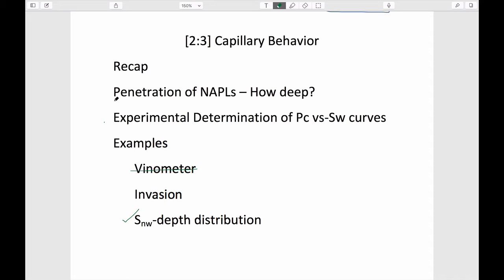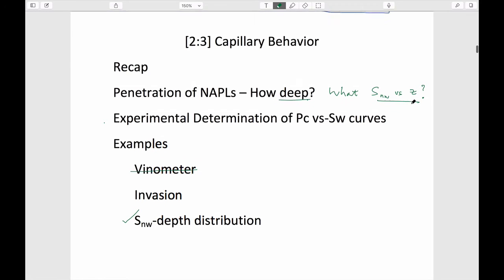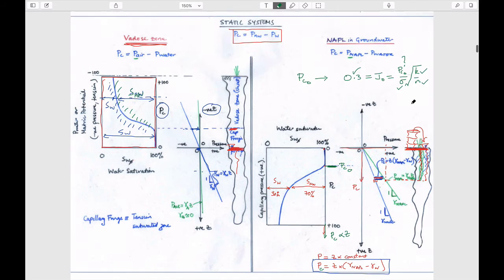Do these things get into the subsurface? If they do, how deep do they go? And what might be their saturations versus depth? So those are perhaps the two questions that we might be interested in doing. So let's dial back this again.